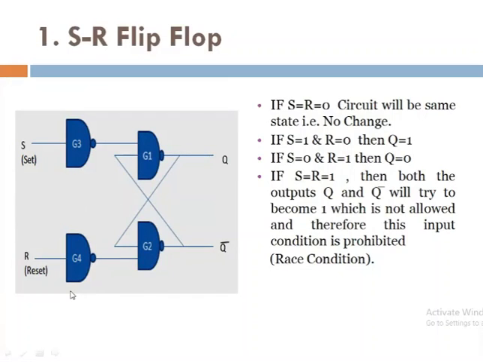Now there is an additional part in this case, that is G3 and G4. Here there are two inputs, either S or R, so set and reset. The output of G3 is considered as the second input of G1, and the output of G4 is considered as the second input of G2. The remaining circuit is a 1-bit memory cell.